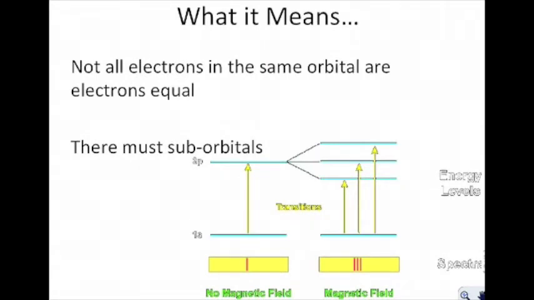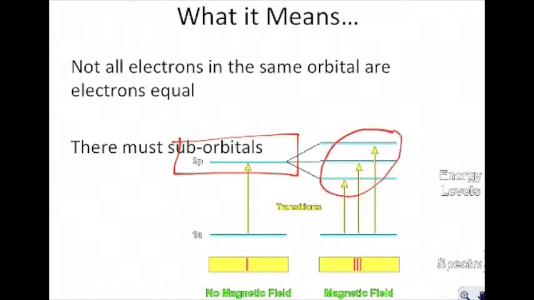There must be suborbitals. Now, just so you know, if there is no external magnetic field, the energy level of all the p electrons are the same. Now, if you put it in a magnetic field, there are very small differences. I mean, these are extremely small differences in energy. And it does not determine which one is X, which one is Y, and which one is Z, because if I change where my magnet is, you'll have three different energy levels.